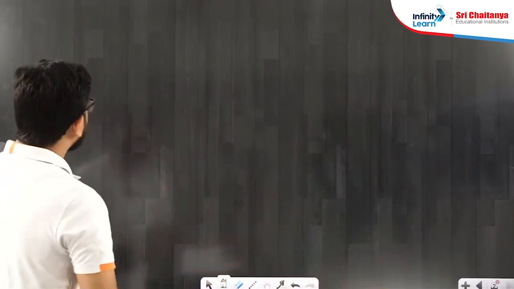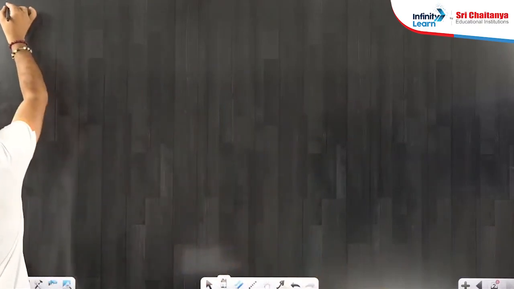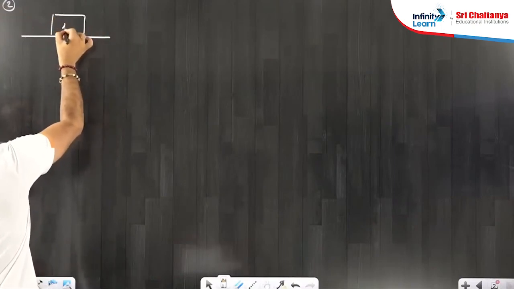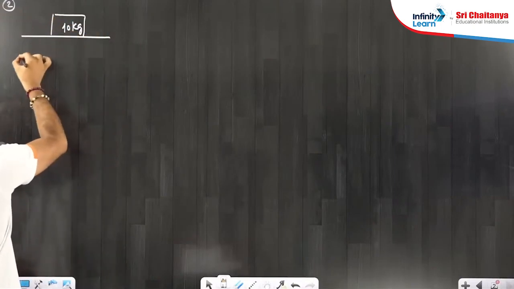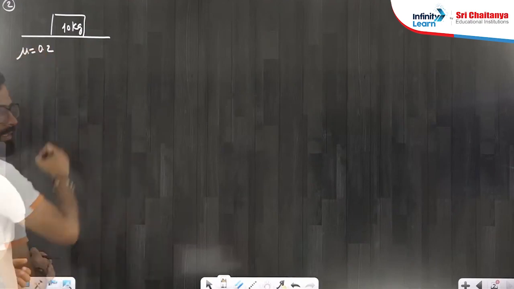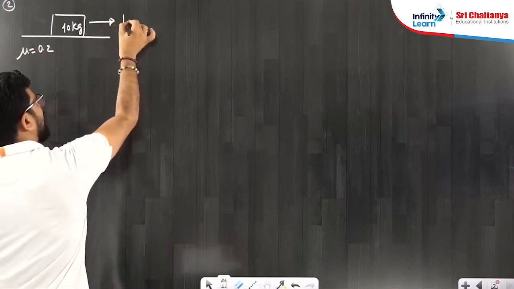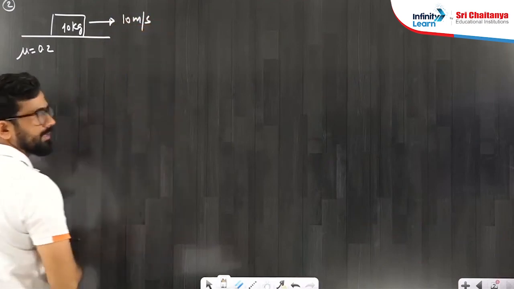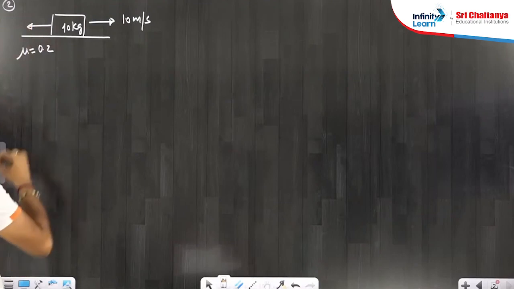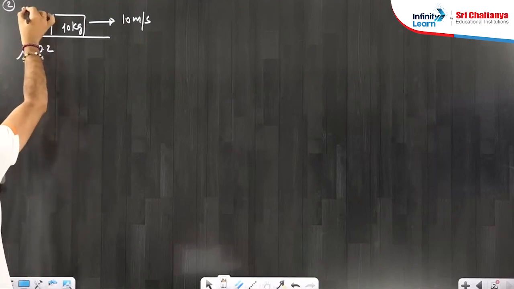Now come to one more question I am giving you. Second example, suppose there is one block. It's a 10 kg block. I am taking mu equal to, suppose, 0.2. I am taking the same data as yesterday, and it was moving, suppose, with 10 meter per second initial speed, and it is having one more force acting on it, that is equal to, suppose, 5 Newton.